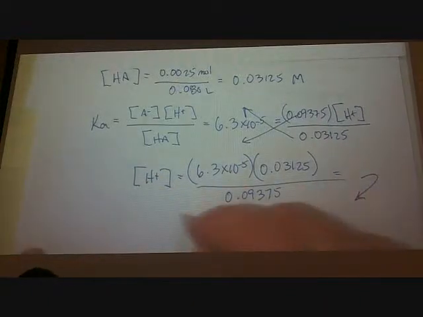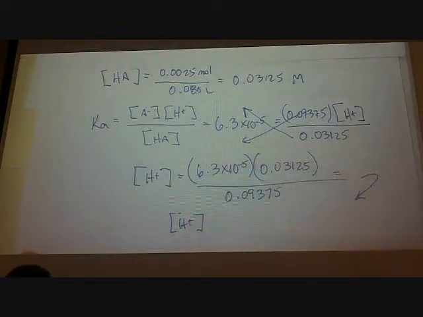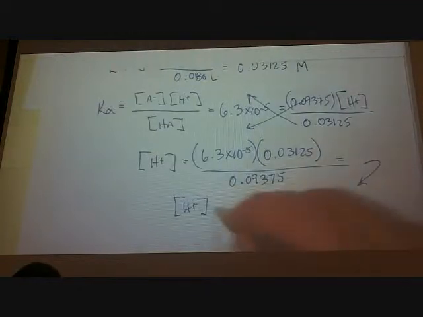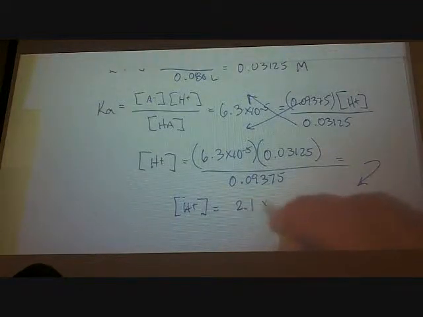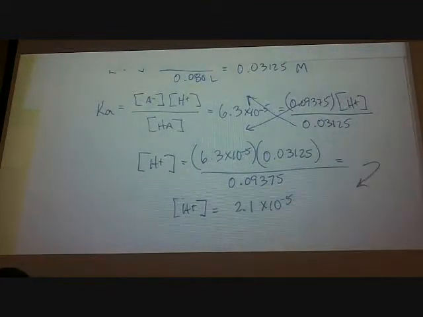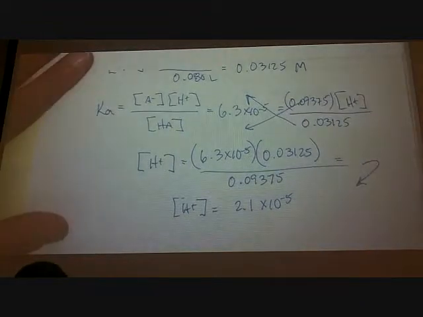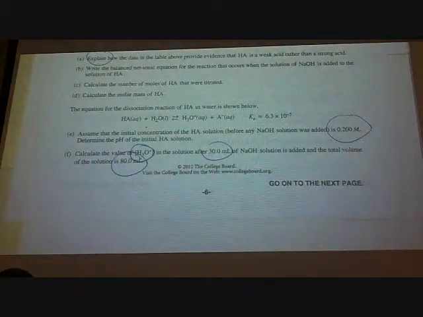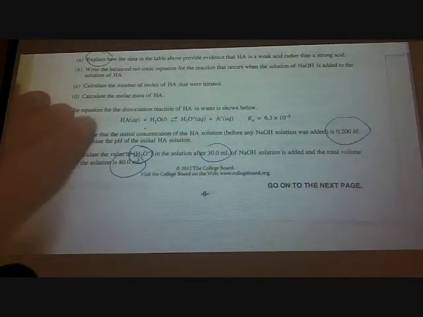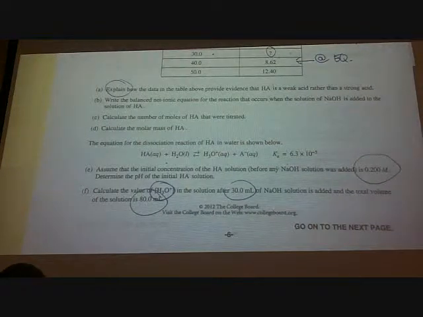Anybody get a number for the hydrogen? 2.1 times 10 to the -5. Okay. And that's what the question was asking. It wasn't asking for the pH, right? Calculate the value of the OH. I'm sorry, the hydrogen. Any questions about anything that was done here, from anyone other than Caroline?